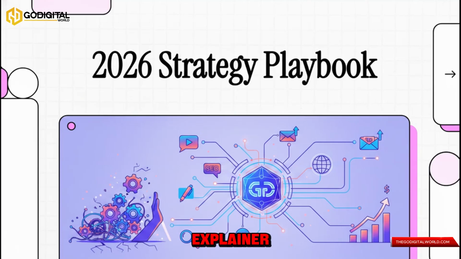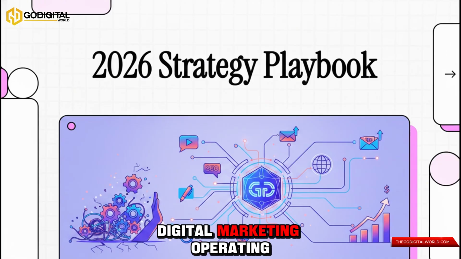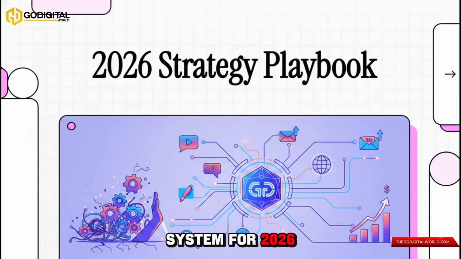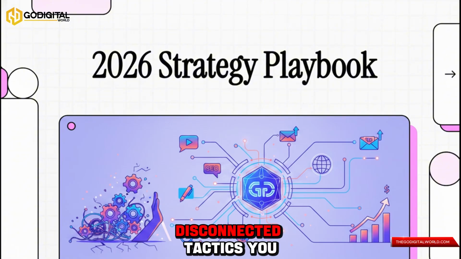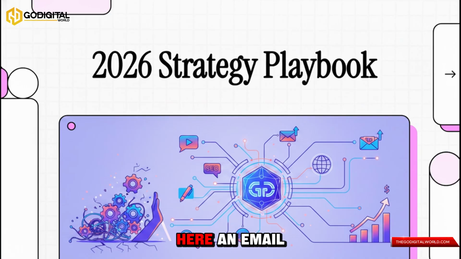Welcome to This Explainer. Today, we are unpacking a definitive guide from the Go Digital world on building a connected digital marketing operating system for 2026. Look, if you've been relying on a grab bag of random, disconnected tactics, a social post here, an email blast there, you already know it's getting way harder to see actual results.